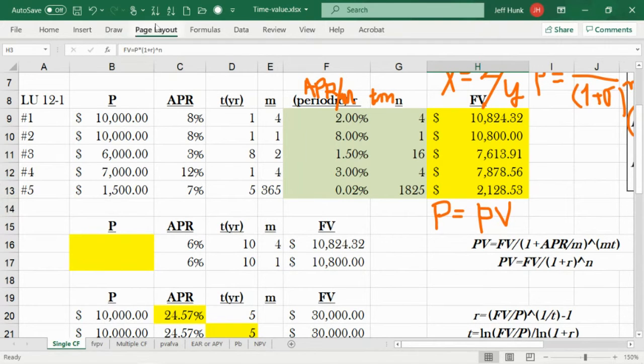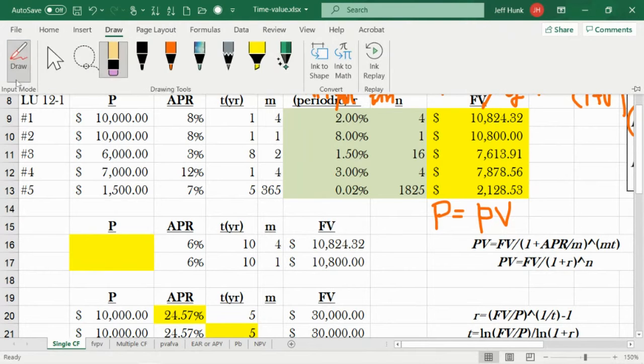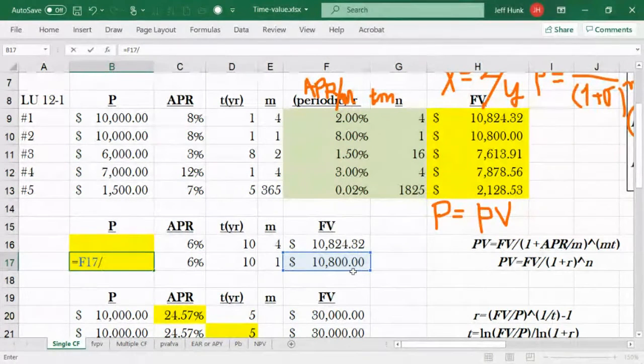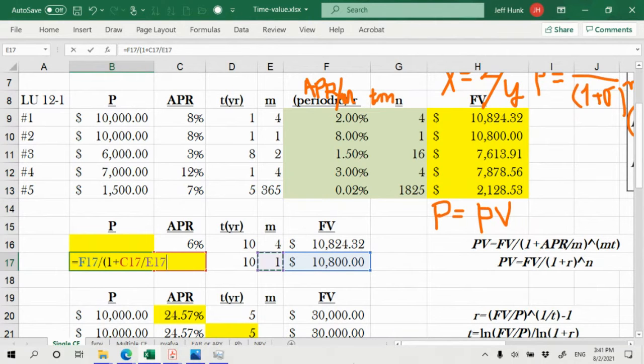So then, using that rule, we're going to find the present value, which is the future value over 1 plus r, of course divided by m, in case m is anything other than 1.